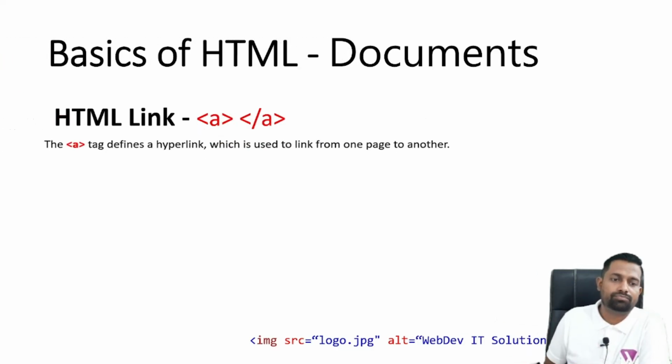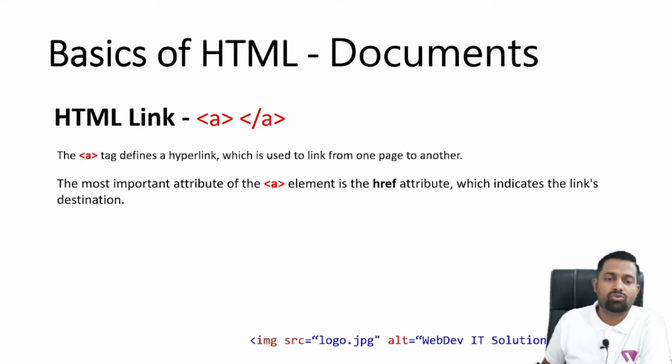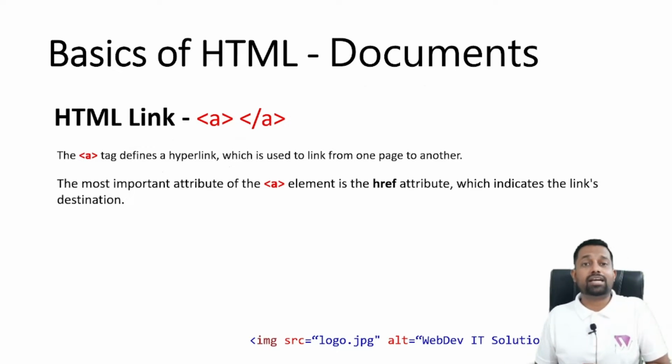Let's see how. The a tag defines a hyperlink which is used to link from one page to another, as I mentioned earlier also. The most important attribute of the a element is the href attribute, which indicates the link's destination.